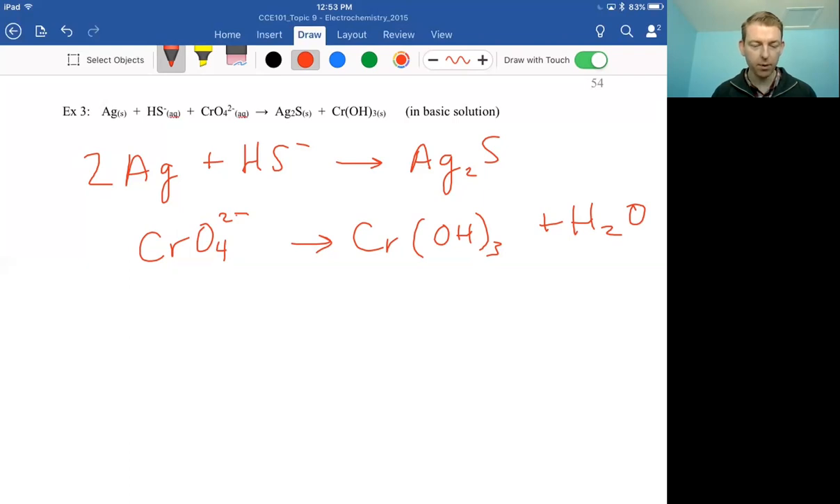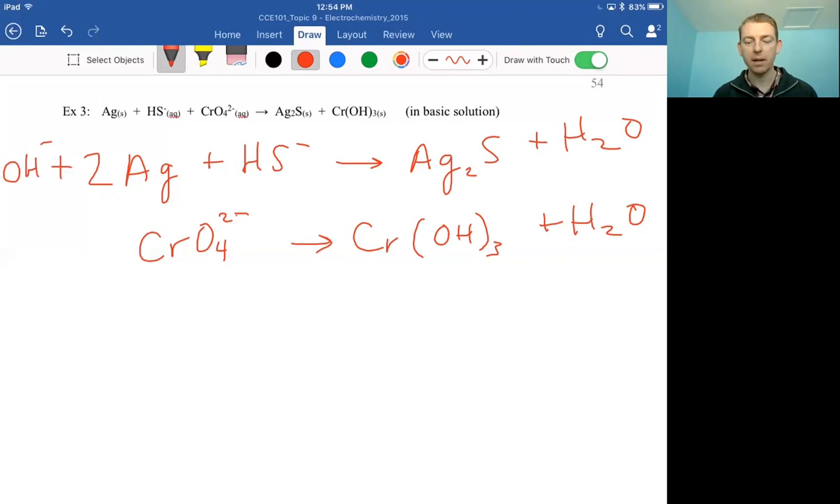And on the top row, there's one hydrogen on the reactants for the silver sulfide and none on the products. So we're going to add the acid to the side that needs the hydrogen. In a basic solution, we're not going to have any hydronium. What we're going to have for an acid is water. Okay, that's going to be acting as the acid. And to get rid of everything that isn't that extra hydrogen that we're really after, we're going to add on the same number of hydroxides onto the other side.